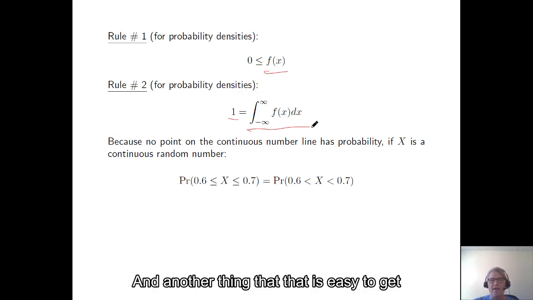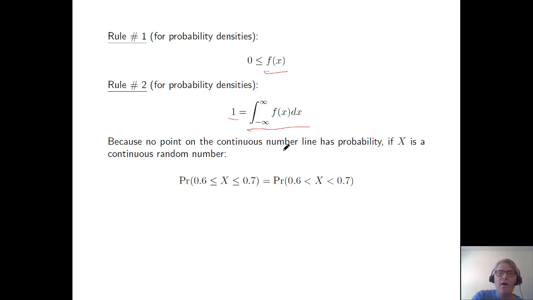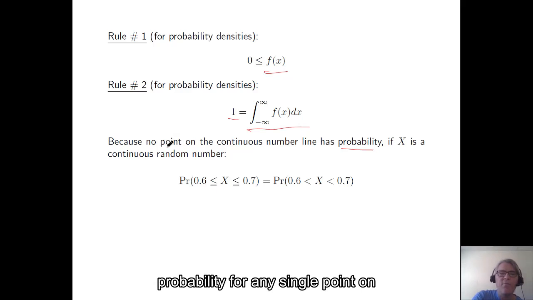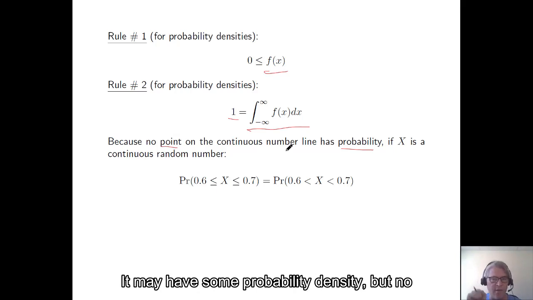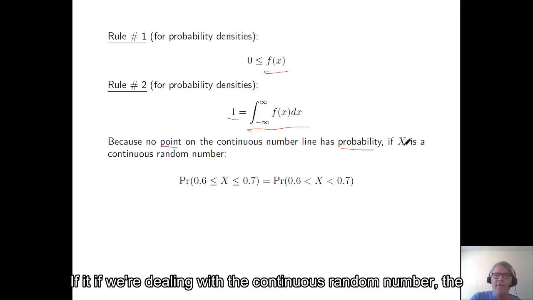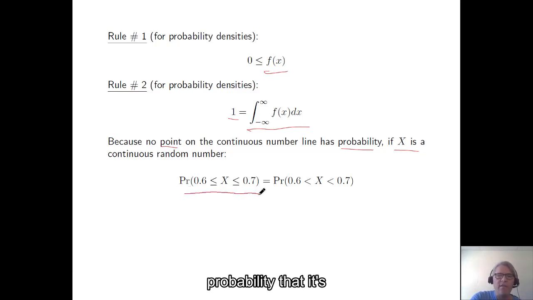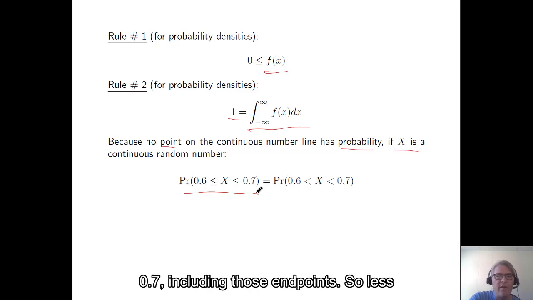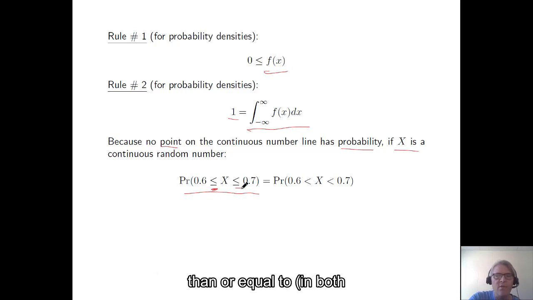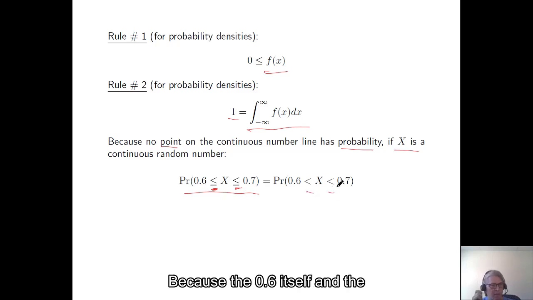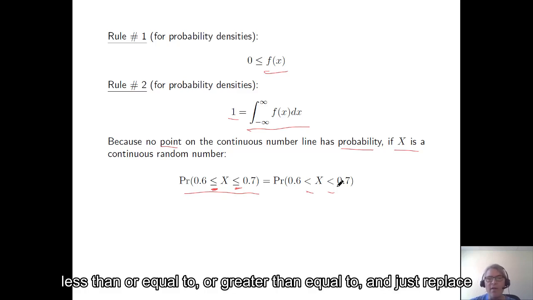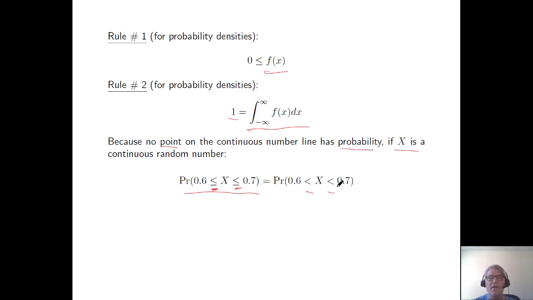And another thing that is easy to get confused about is that there's no probability for any single point on the number line, right? Every point has a probability of 0 and may have some probability density, but no probability. If we're dealing with a continuous random number, the probability that it's between, say, 0.6 and 0.7, including those endpoints, so less than or equal to in both cases, that's actually the same probability as if we just say what's the probability it's less than those bounds. Because the 0.6 itself and the 0.7 itself contribute no probability, sometimes it'll look like we're being really sloppy with the less than or equal to or greater than or equal to and just replace it with a greater than symbol or a less than symbol.